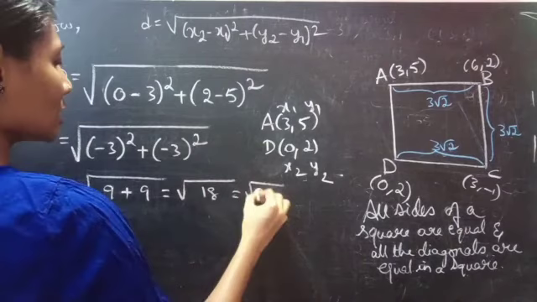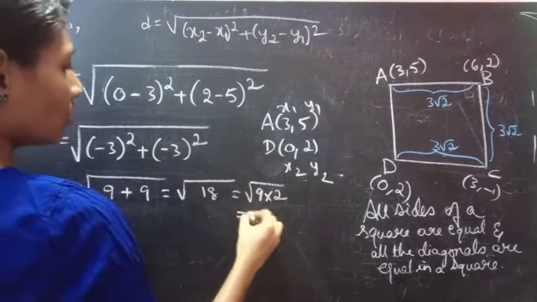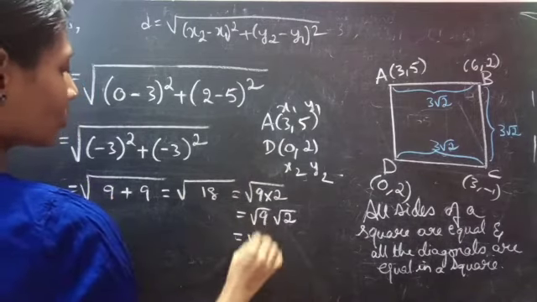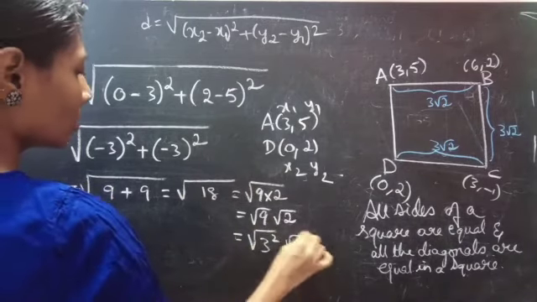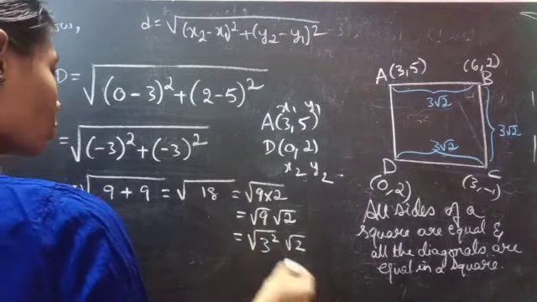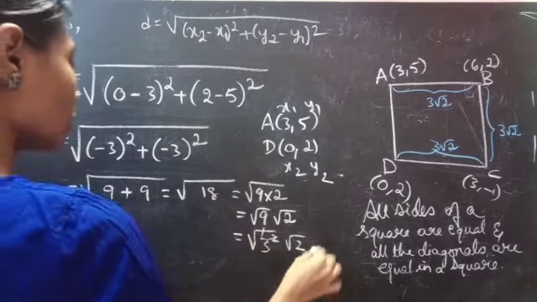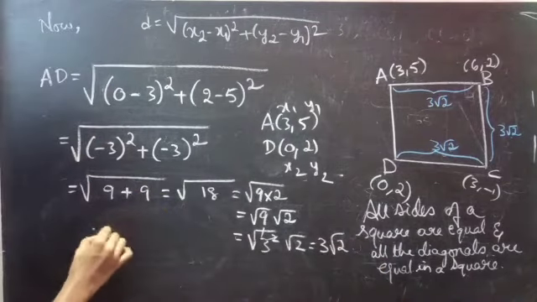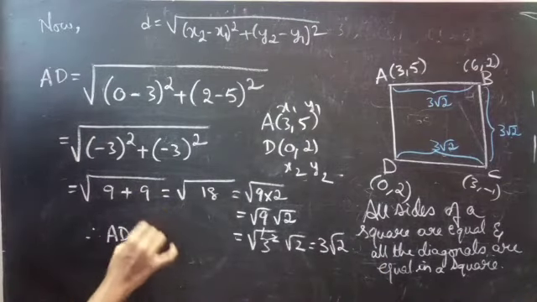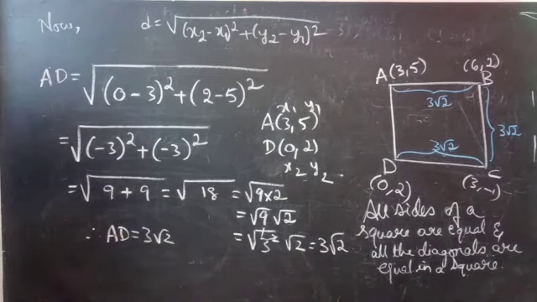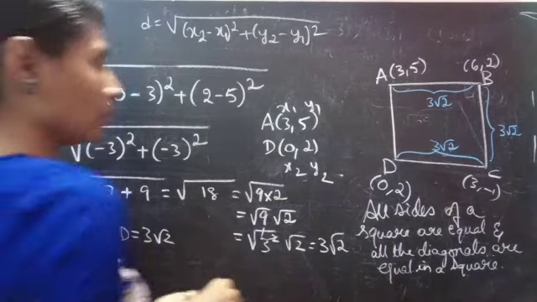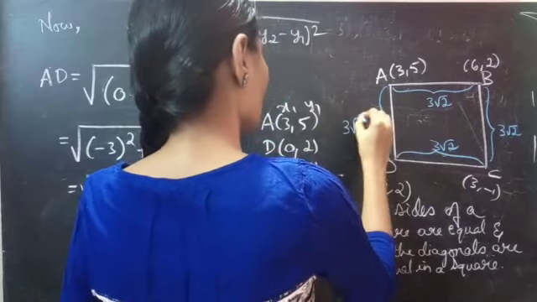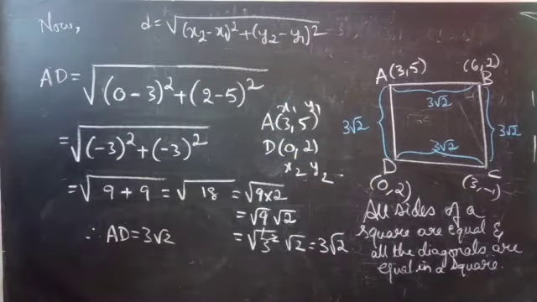So this can be written as 9 into 2, which is root 9 into root 2. Root 9 can be written as the square root of 3 square and root 2 as root 2, so the square and root 2 get cancelled. So finally this is equal to 3 root 2. Therefore AD equals 3 root 2.